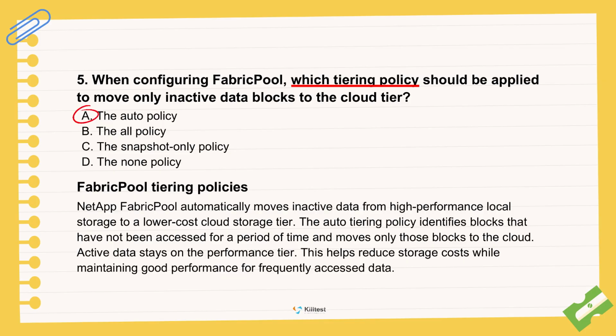Exactly. The auto policy monitors the temperature of those individual blocks. It uses a cooling period, which is totally customizable, say 31 days. If a block hasn't been accessed in 31 days, the auto policy seamlessly detaches that block from the local SSD, wraps it up, and relocates it to the cheaper cloud object storage. But to the end user or the application, the file still appears to be sitting right there on the local drive. Yeah, it's completely transparent cost optimization.